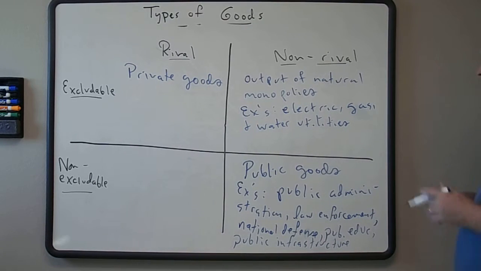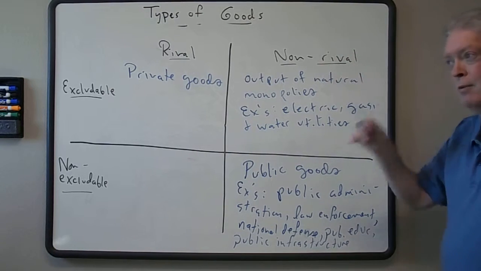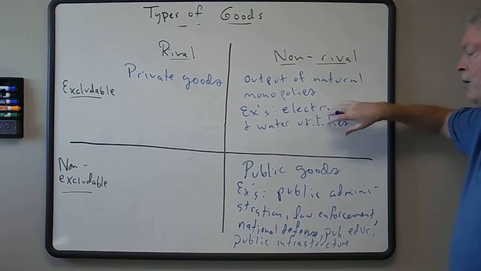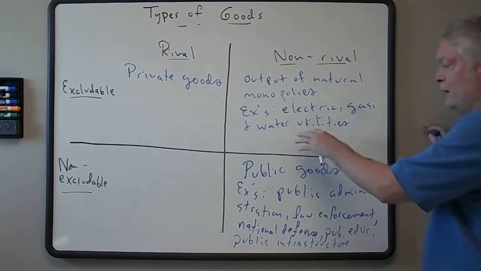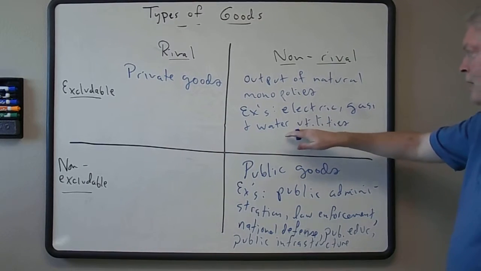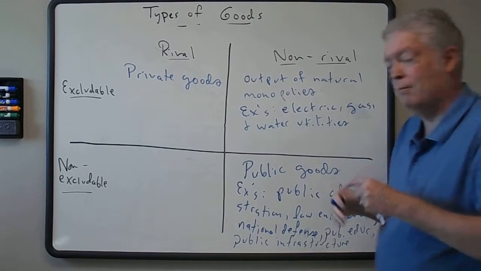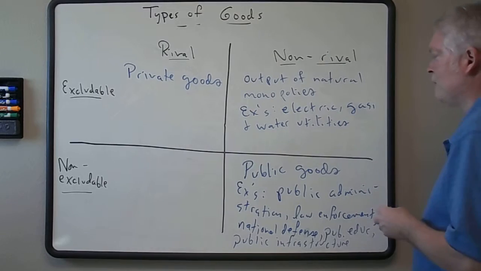So think about this: if I go home tonight and turn my electricity on, I'm not locking anyone else out. I'm not preventing anyone from the use of electricity. We can all go home and turn our electricity on at the same time. We can all perhaps take a shower together at the same time. And as a result, there's no rival issue going on. But I've got to pay for that. So as a result, we say that this particular output has this particular characteristic.